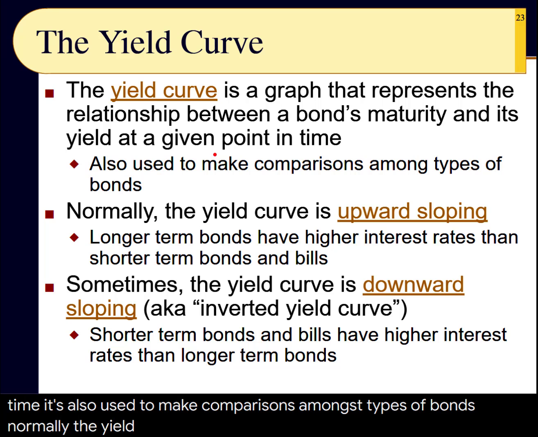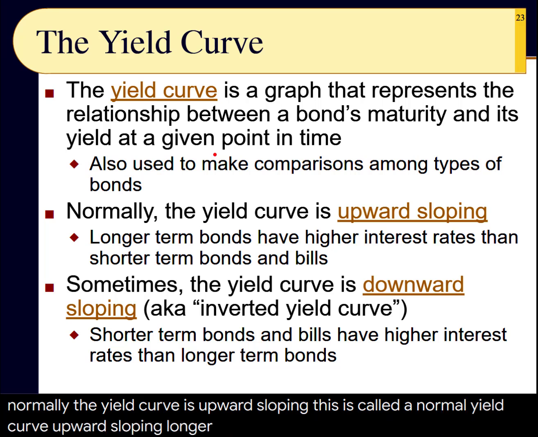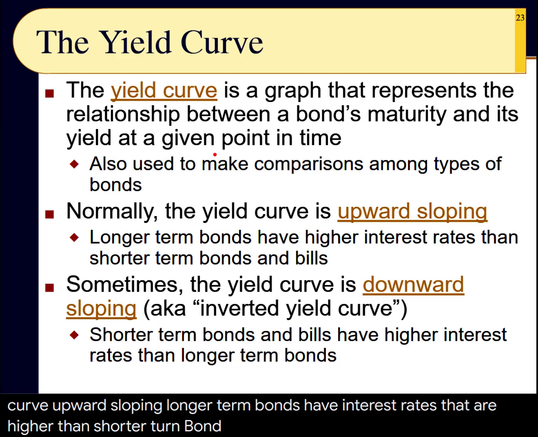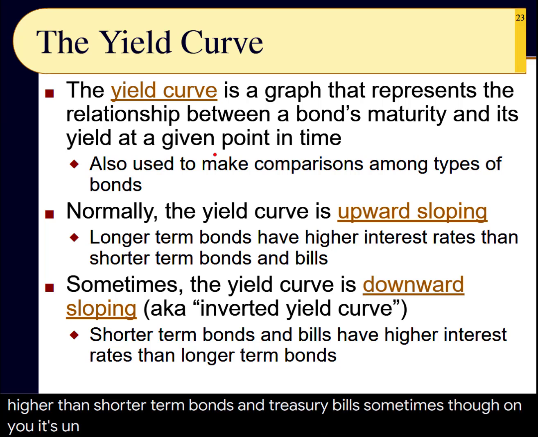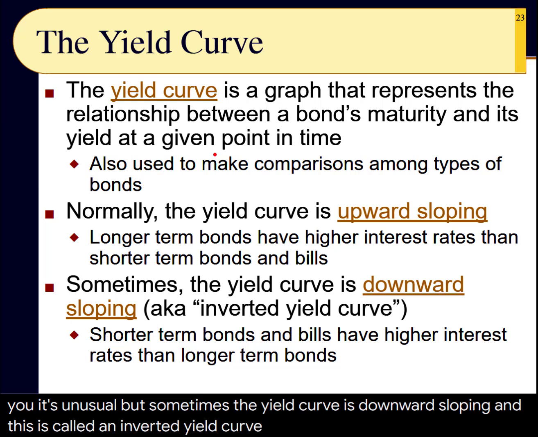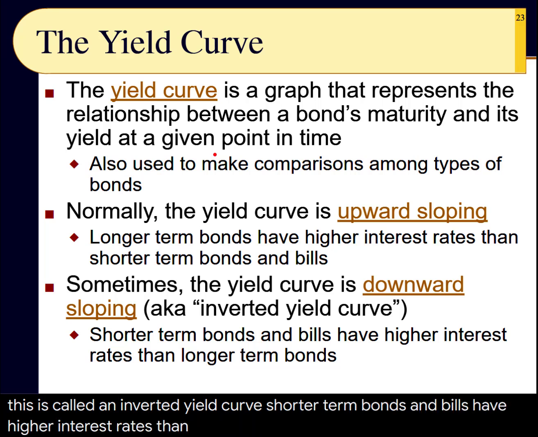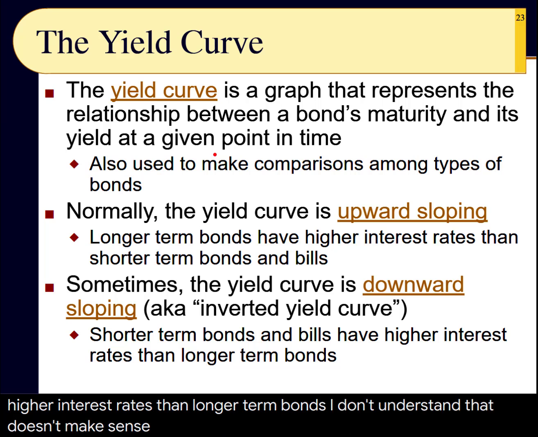Normally, the yield curve is upward sloping. This is called a normal yield curve, upward sloping. Longer term bonds have interest rates that are higher than shorter term bonds and treasury bills. Sometimes, though, it's unusual, the yield curve is downward sloping, and this is called an inverted yield curve. Shorter term bonds and bills have higher interest rates than longer term bonds. Huh? I don't understand. That doesn't make sense. We'll see what that can signify.